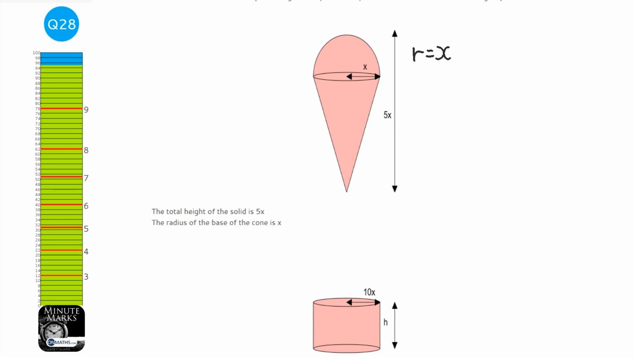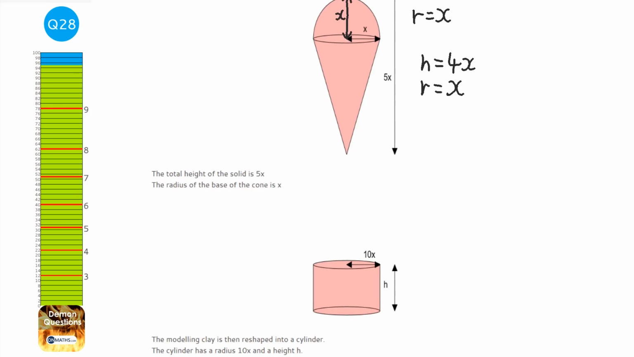Okay, now what's more difficult is to work out the height of the cone. Well, if the radius across to the right is x, the radius of the circle up is also going to be x. So we know the height of the cone is going to be 4x, because one of those x's is used on the hemisphere. We know the radius of the cone is going to be x because it's stated at the top. So let's keep going. The radius of the cylinder is going to be 10x, and the height is just labelled as h. So that's nice and simple.